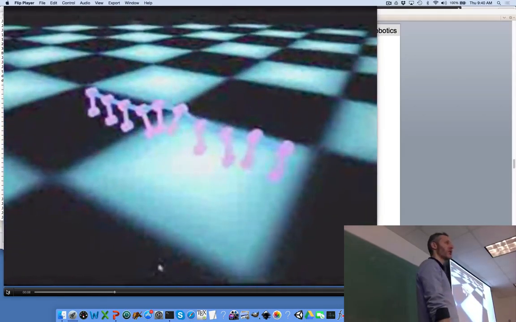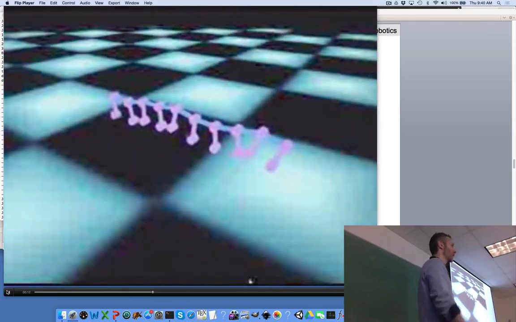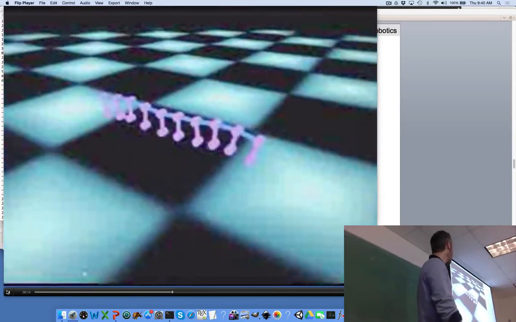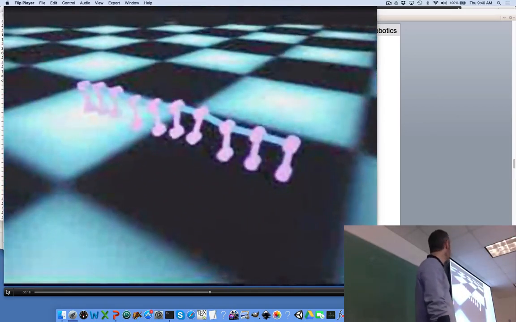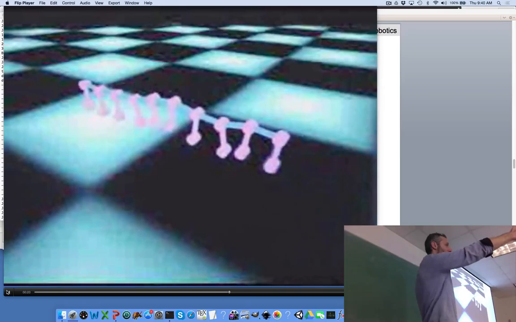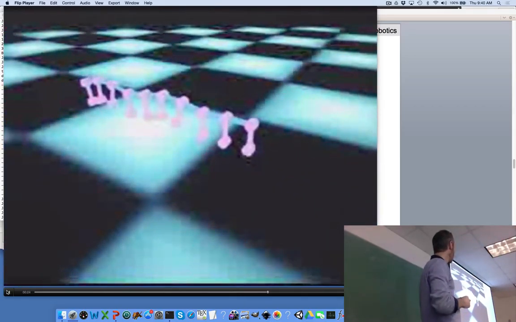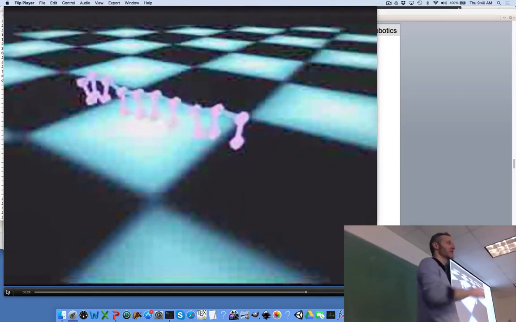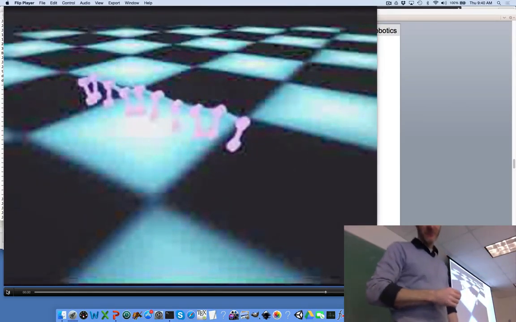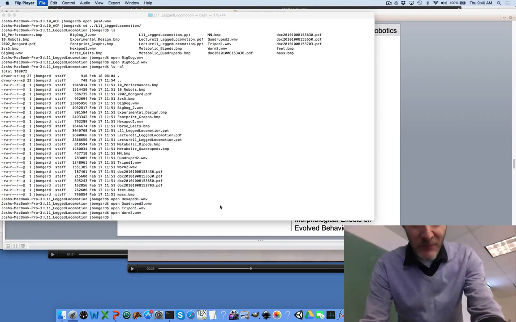I mentioned peristalsis, right? You can see that evolution here has rediscovered at least the rudiments of peristalsis. There's a traveling wave more or less towards the front of the robot, which pushes backwards against the ground. But it seems to be hard for it to maintain this wave. All right, the worms did not fare very well in this experiment.